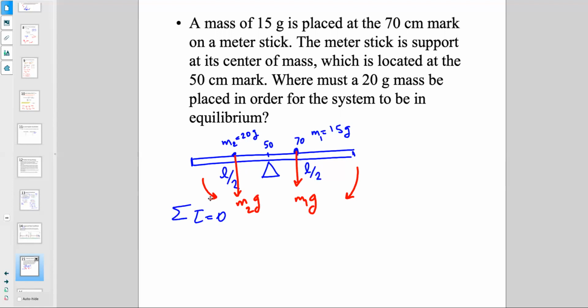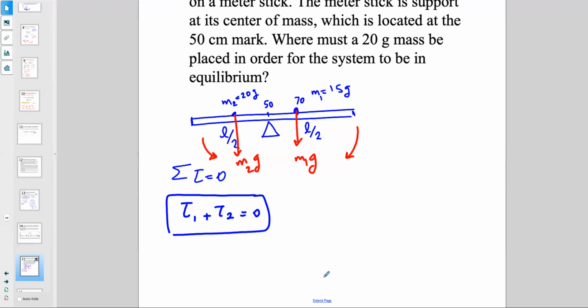We're talking about rotation here, so I have to have torque 1 plus torque 2 being equal to 0. If you add them up, you should get 0. Let's take a look. I consider this to be the axis of rotation here. So I have 20 centimeters here, so this is 20 centimeters of length.